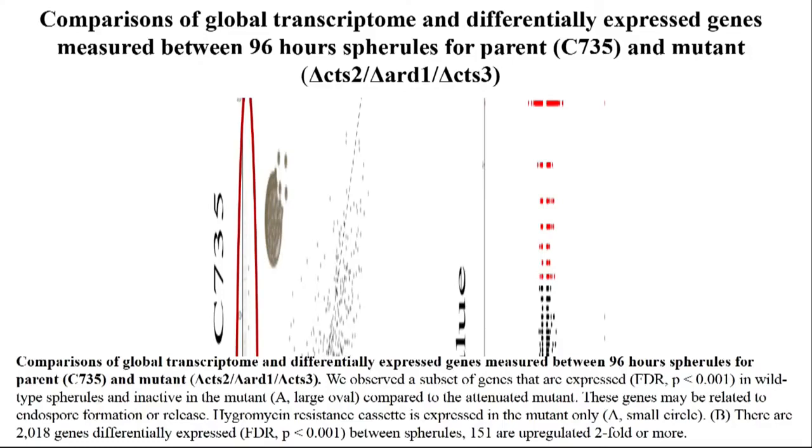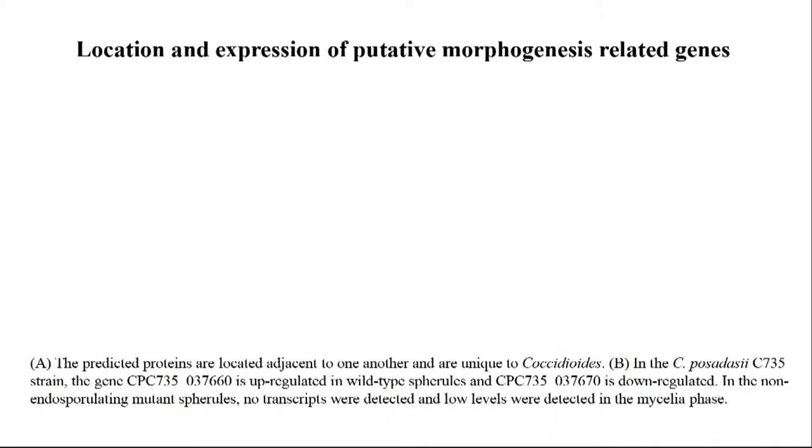So the hygromycin gene, which is used as a marker for deletion of the chitinases, was highly upregulated. But there was a series of genes that were highly expressed in the wild type that were completely off in the triple knockout. So again, this is an interesting set of genes that we would like to pursue further. Sorry for the error in the slide. Next slide, please.